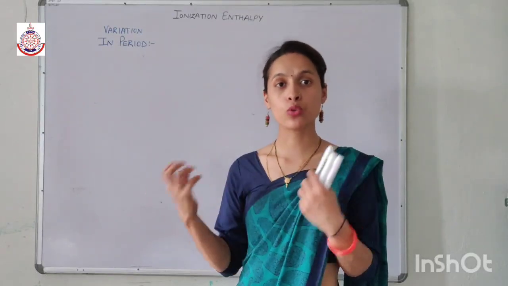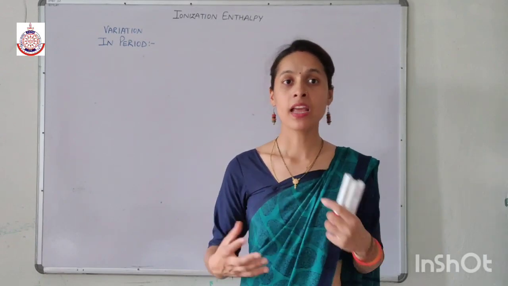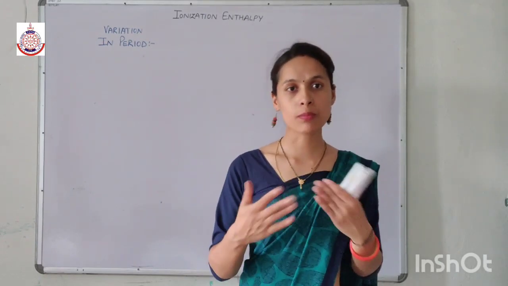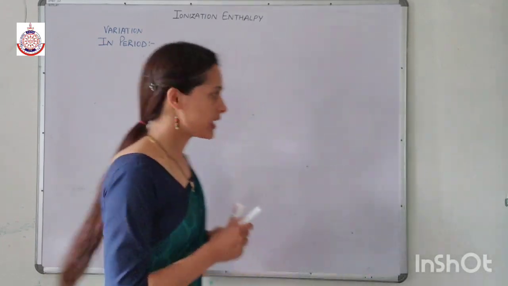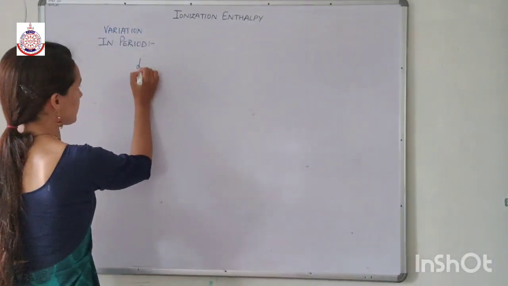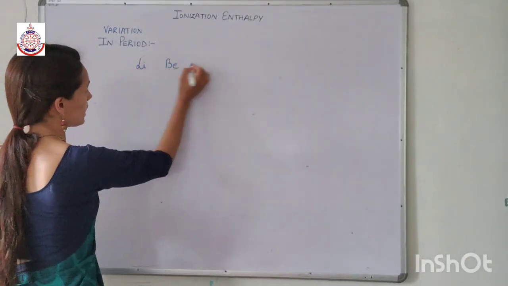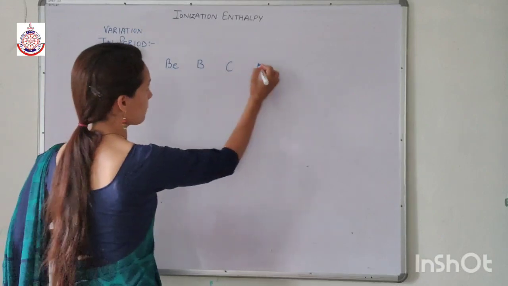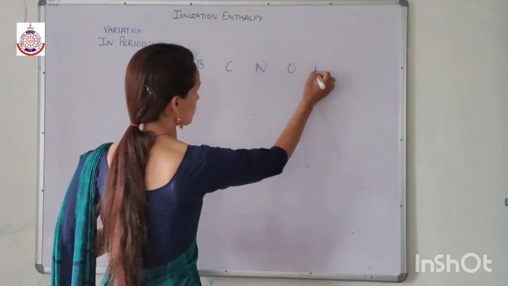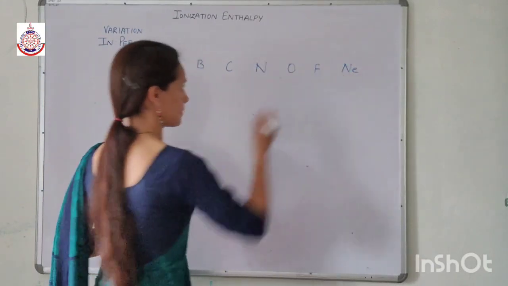But in our previous video, we studied different factors which affect the ionization enthalpy. When we keep those factors in mind, there are lots of exceptions within the periods. Let us take an example of the second period: lithium, beryllium, boron, carbon, nitrogen, oxygen, fluorine and neon.